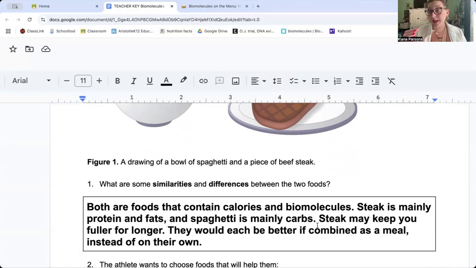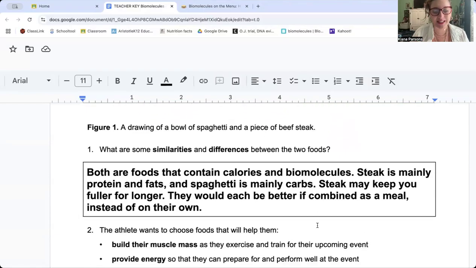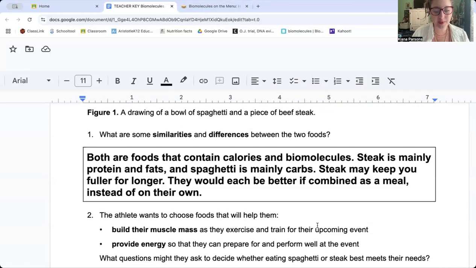And the steak may help keep you fuller for longer because it may be harder for your body to digest those complex molecules, the proteins and the fats. And as some students suggested when we did this in class, it'd be better if we combined the steak and spaghetti into some sort of a dish instead of eating them both plain as they're depicted in these pictures. So, you could write a lot of different answers for question number one. And for question number two as well, there could be a lot of different answers.